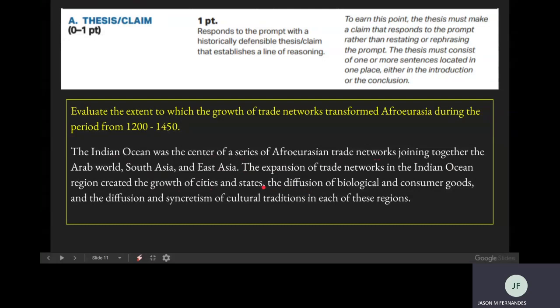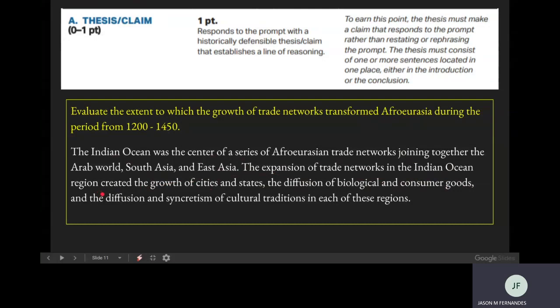Cities and city-states in East Africa, on the Swahili coast, like Kilwa. You can take a look at that. Also, the diffusion of biological consumer goods is going to have a transformative effect on Afro-Eurasia, right? Think about biological goods such as sugar and cotton moving from places like South Asia or India to the Middle East. Think about consumer goods that are moving around, things like finished cotton textiles from South Asia, things like porcelain from China. Okay?